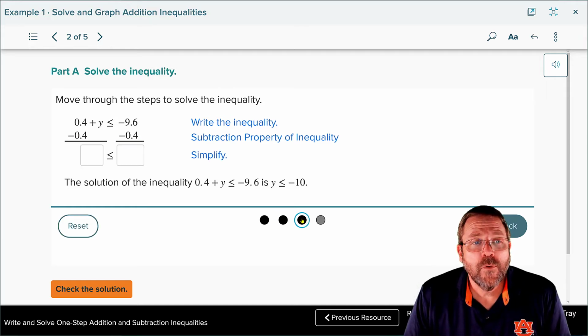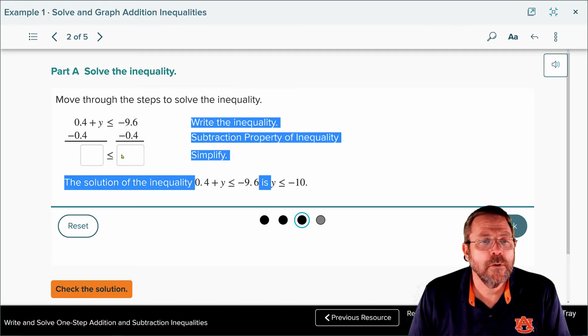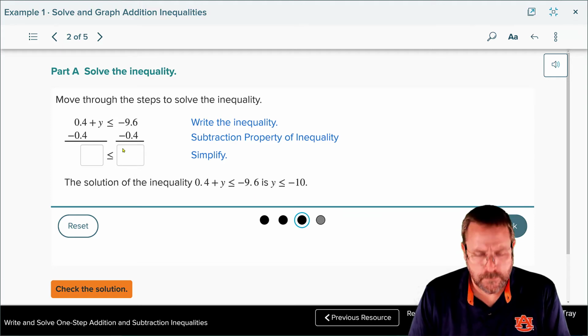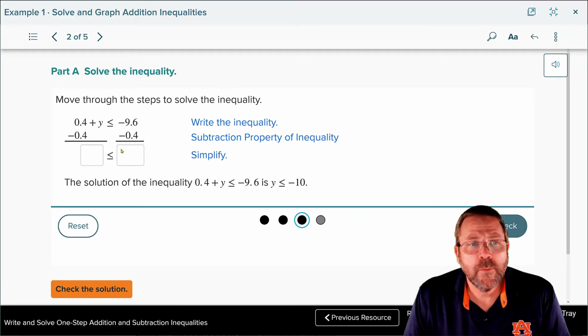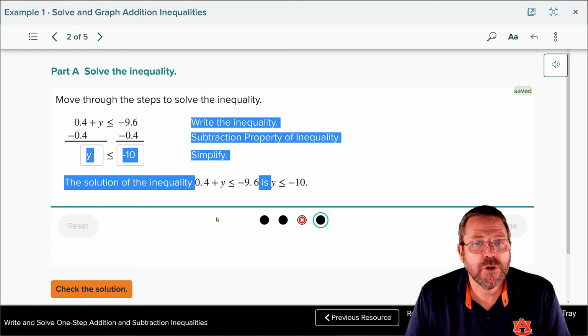The 0.4s on the left are going to zero each other out, leaving you with, let's see if I can get it to work. All of a sudden my thing doesn't want to work here. Maybe if I move that. Nope. Well, that's weird. For some crazy reason it won't let me type in my answers here, so we're just going to let it show it to us.